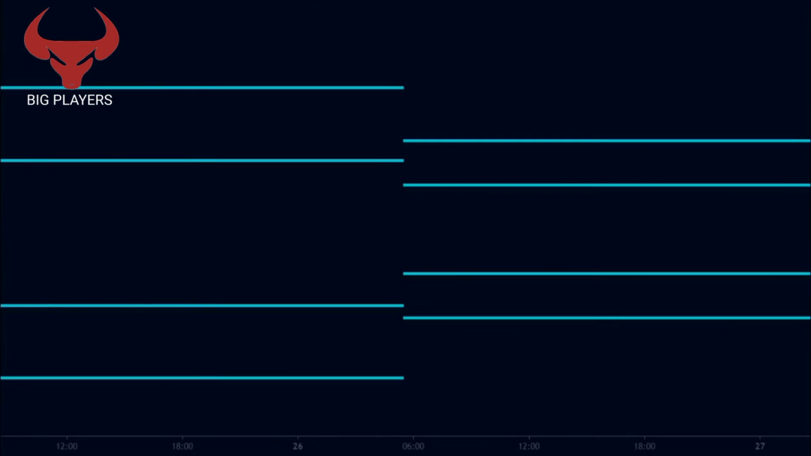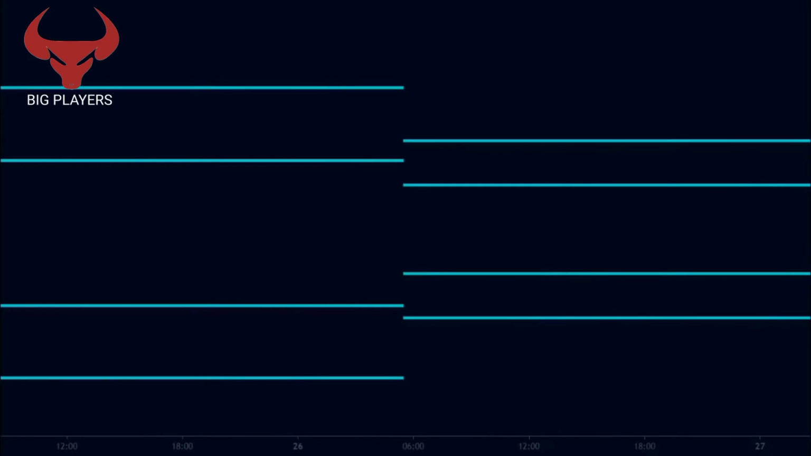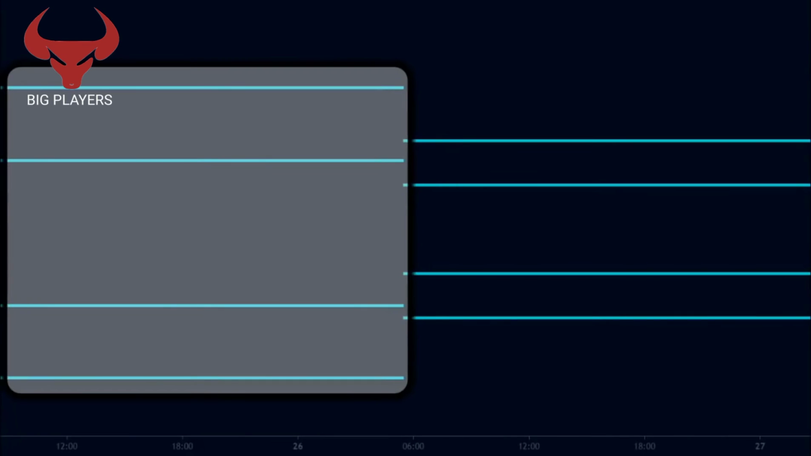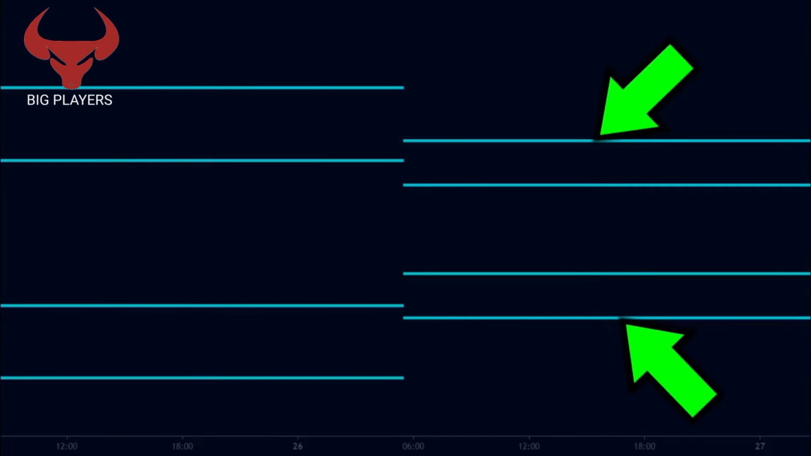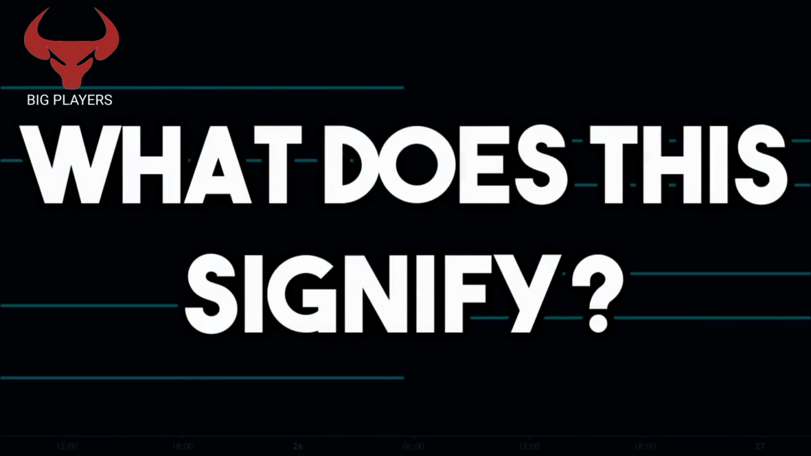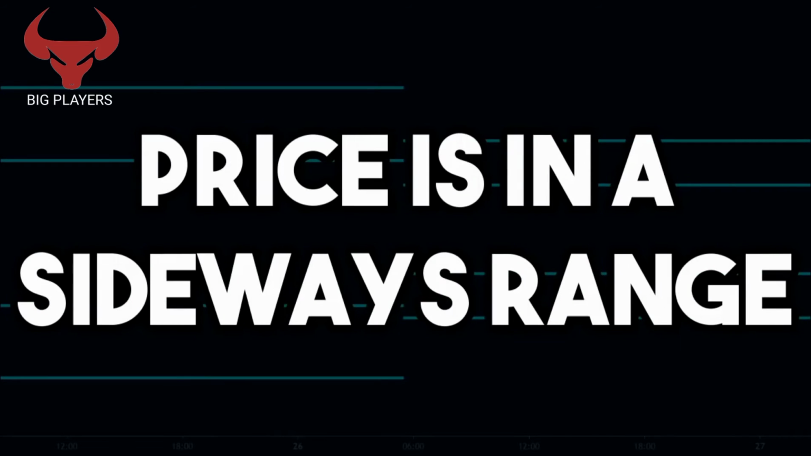This is how our trade setup looks. The one and only rule of our trade setup is that we want the current R4 and S4 to be within the range of the previous day's R4 and S4. Here, these are the current day's Camarilla pivots, and these are the previous day's Camarilla pivots. As you can see, the current day's Camarilla pivots are completely inside the previous day's R4 and S4. So, what does this signify? This signifies that the price is in a sideways range.